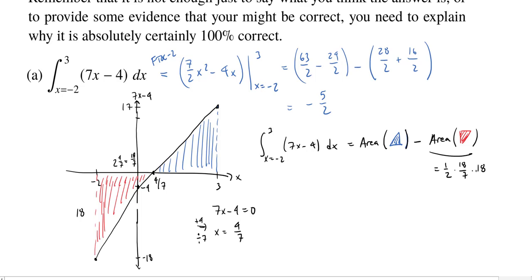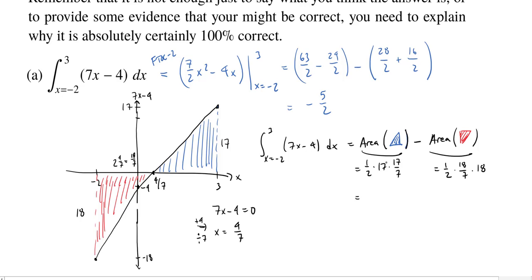All right, how about the area of the blue triangle? Well, again, we know the height. Height is just 17. That's how far up to go to that point. And the base is, well, it starts at 4/7 and goes to 3. So this will be 3 minus 4/7. Now let's see, 3 is 21/7, minus 4/7 is 17/7. So this area is equal to 1/2 the height, which is 17, times 17/7.